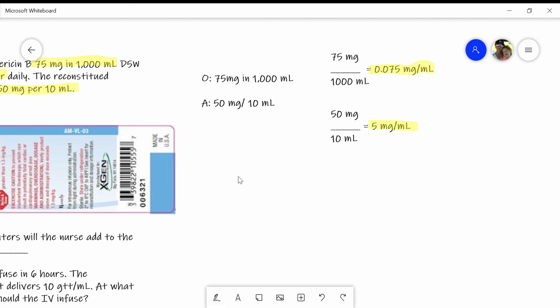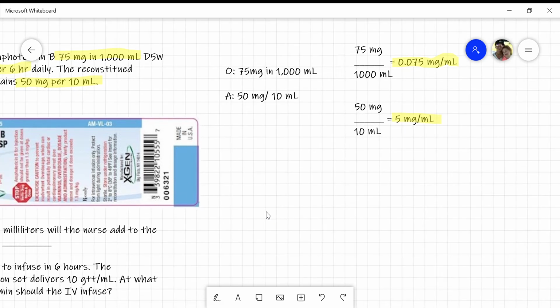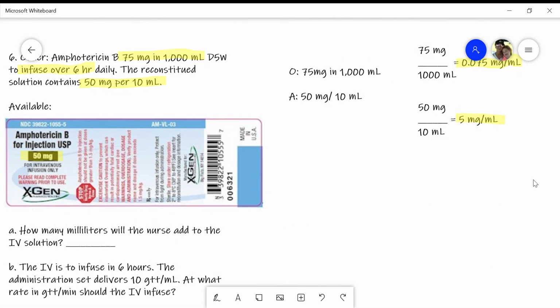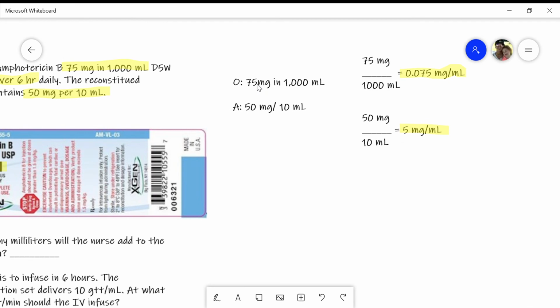So, how many milliliters will the nurse add to the IV solution? If we need 75 milligrams, which is what our order is, then we're going to divide that by our 5 milligrams per milliliter.